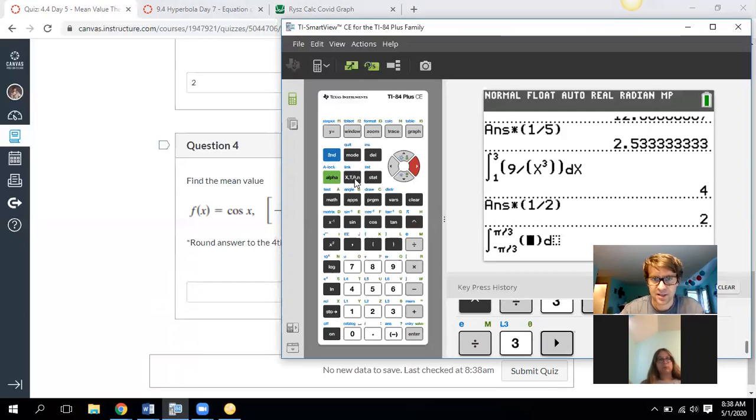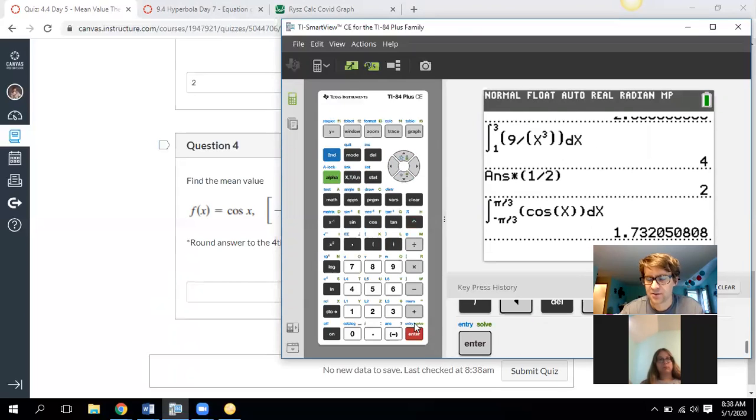So we're just going to type in negative pi divided by 3, and then positive pi divided by 3. And we've got cosine of x. Close it out, close it out. Oh, one too many. There we go, dx.